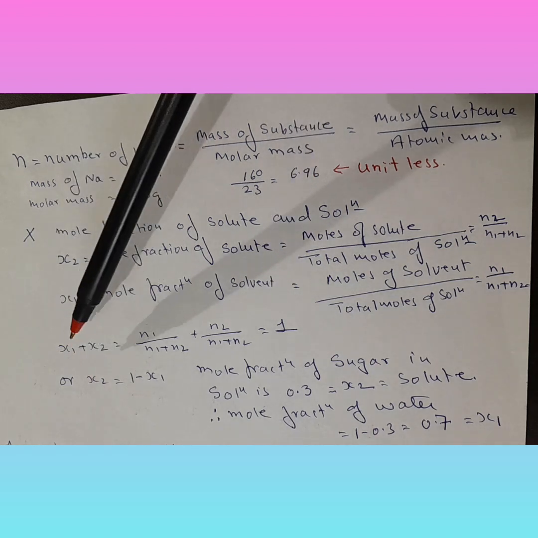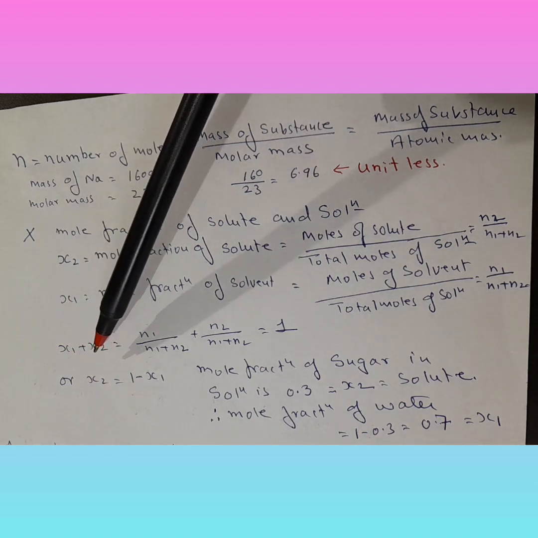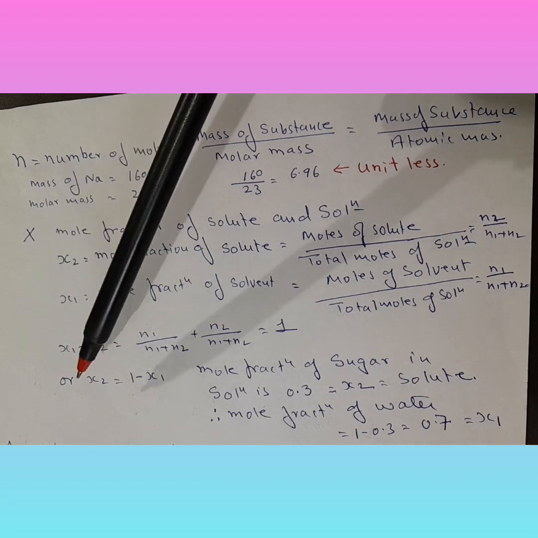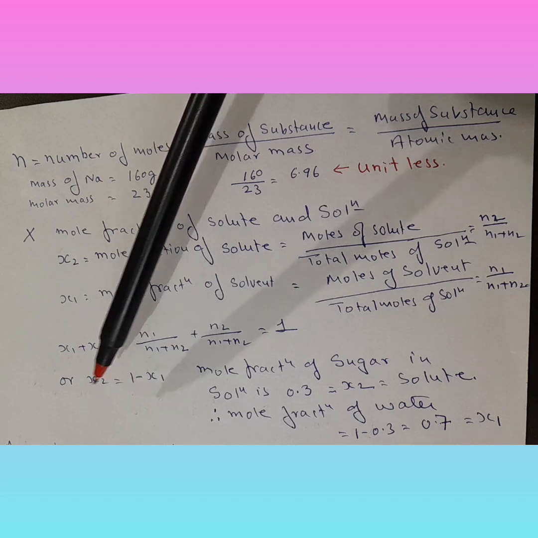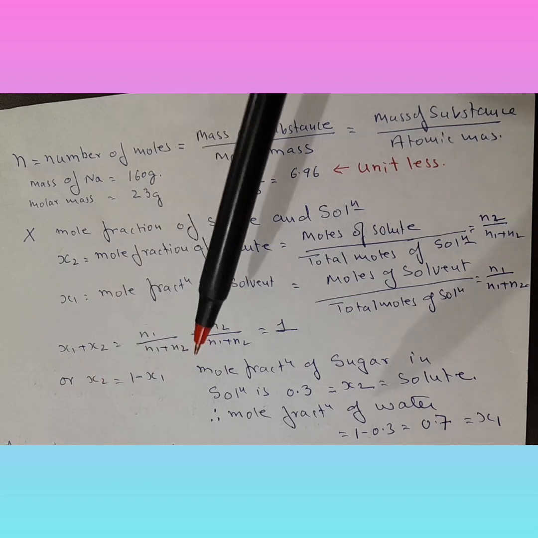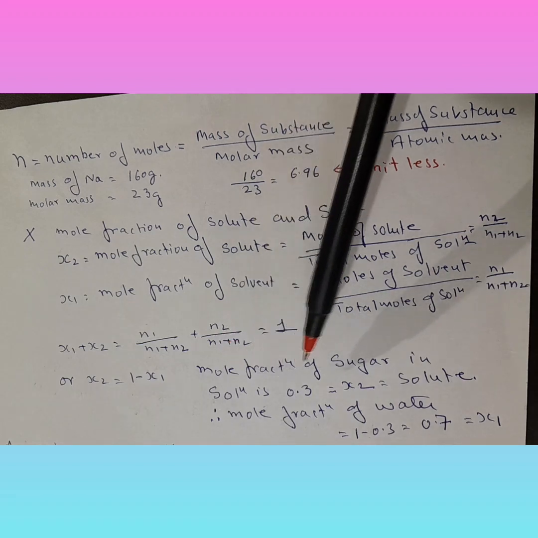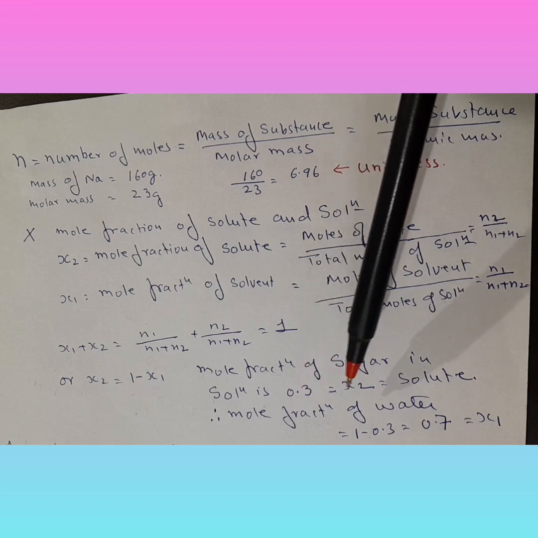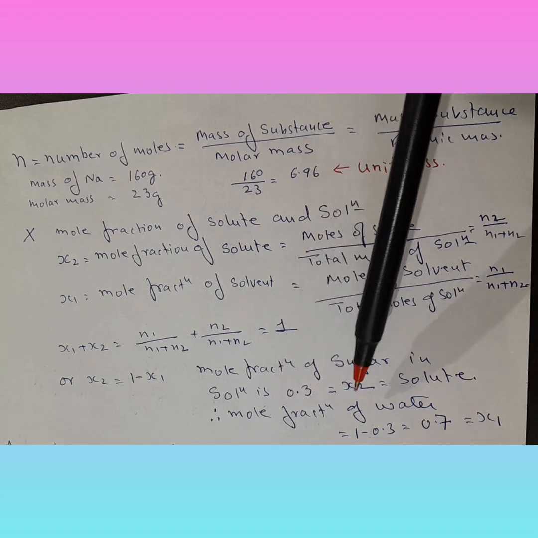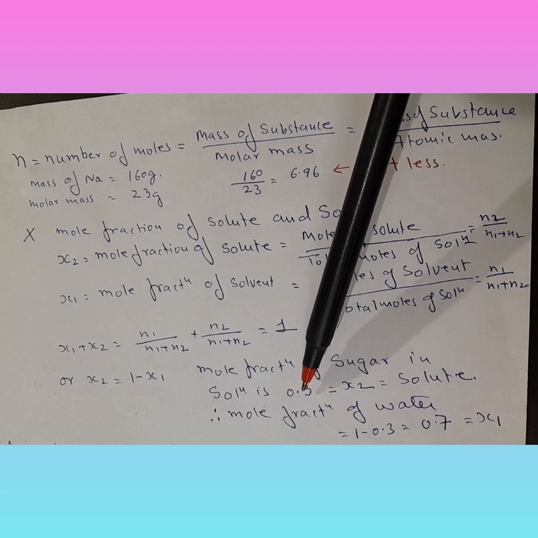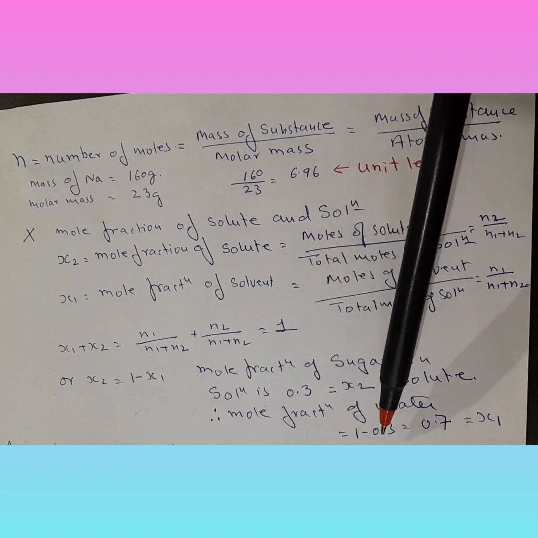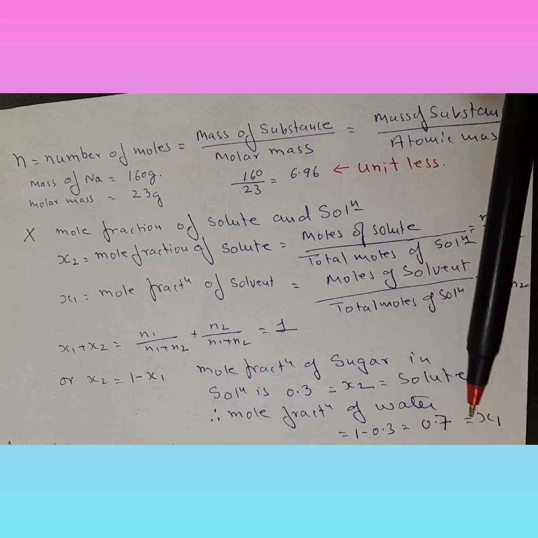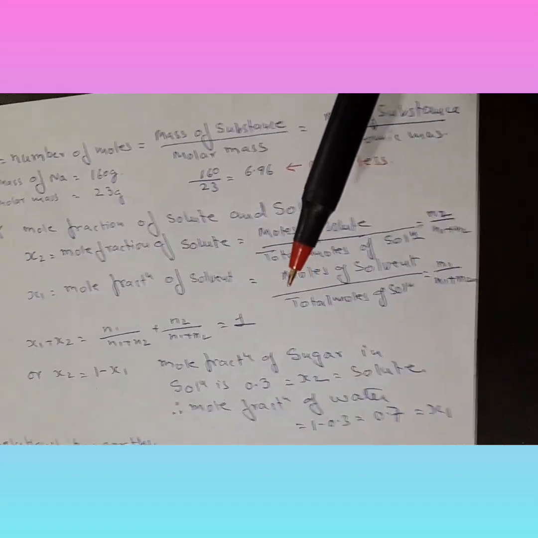So if in a sum I have found out x2, I need not find out x1 because I can just subtract that from 1. So similarly here, as I have shown, x2 is equal to 1 minus x1. Just a small example I have given. Mole fraction of sugar in solution is 0.3. Now as I told you, sugar is solute, so 2. x2 is known, 0.3. So mole fraction of water would be 1 minus 0.3, which is 0.7, equal to x1.